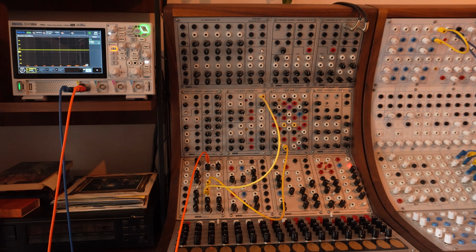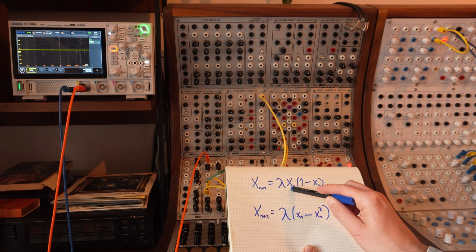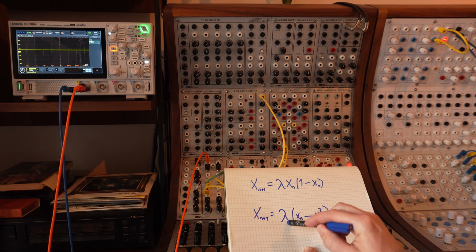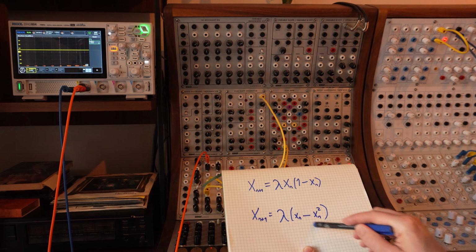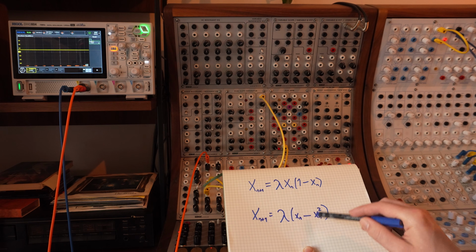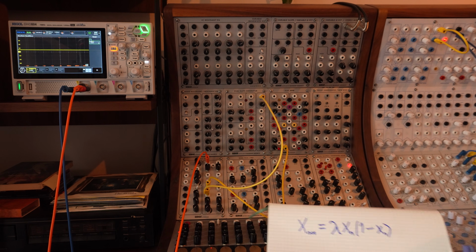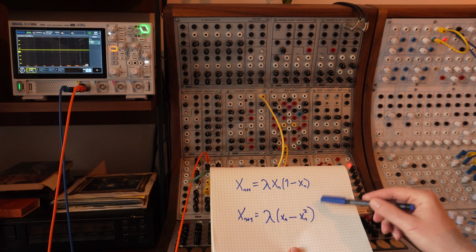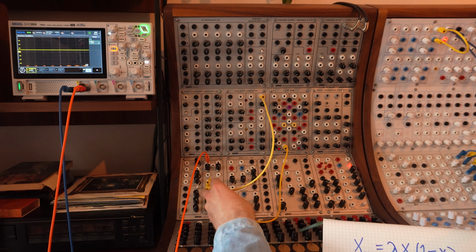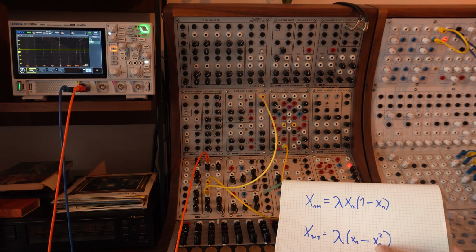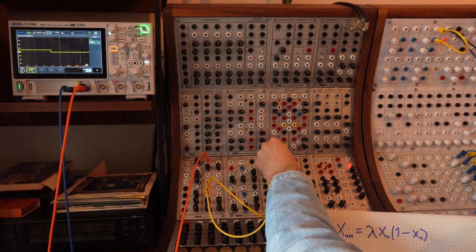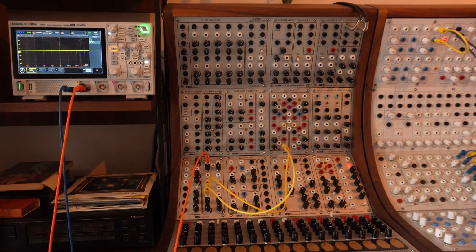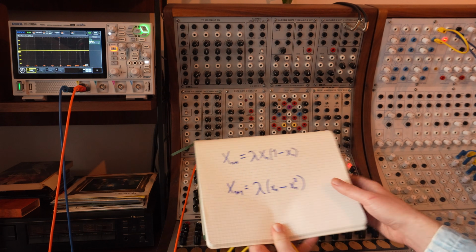We can also do this in a slightly different way by doing a little algebra and multiplying this x of n into this term. So we get, it's the same equation, but represented as lambda times x of n minus x of n squared. Of course, x of n squared is just a number x of n multiplied by itself, which is another thing we can do with the active processor. This equation is actually a little easier to patch, so we're going to patch this one. So we have our x of n, that's great, and we're going to first produce the x of n squared term by taking x of n and multiplying it by itself in the active processor. Next, we have to create x of n minus x of n squared.